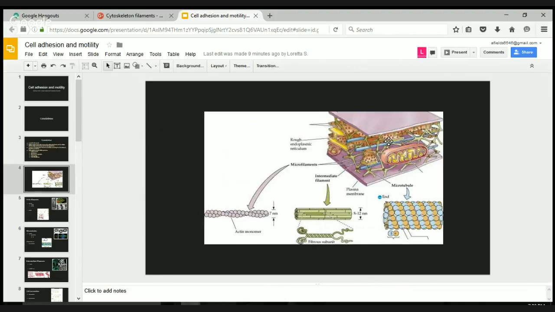So, this is a picture of the cytoskeleton broken down. This is the microfilament, the actin, and this is the intermediate filament, and this is the microtubule. The cytoskeleton helps maintain cell shape, and it acts as a force sensing device. So, it's also known as a mechanosensor.